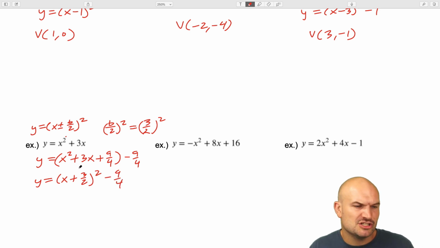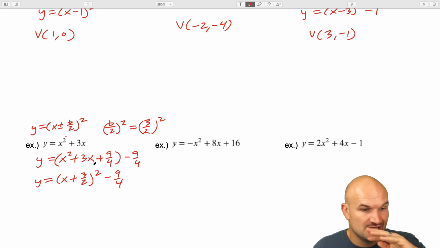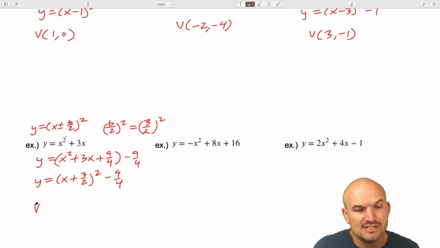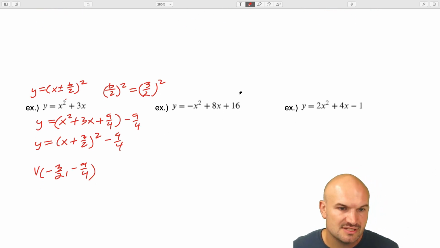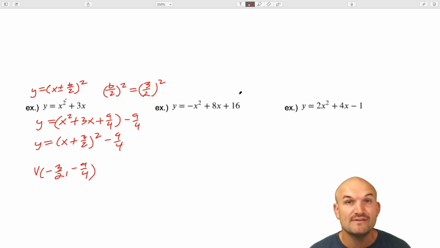And again, think about it. Does 3/2 times 3/2 give you 9/4? Yes. Is 3/2 plus 3/2 equal to 6/2, which is 3? So you can see how it works. And then in this case, our vertex is going to be -3/2, -9/4.